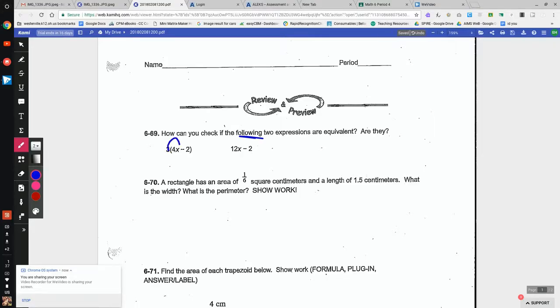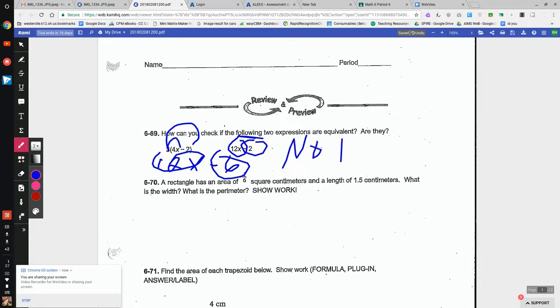So looking here, if we're using our order of operations, we have to multiply the 3 times the 4x. So 3 times 4x is just 12x. And then you also have to multiply 3 times 2. You keep the symbol to get 6. So you have 12x and 12x, which those are equivalent. But then you have this minus 6 and minus 2, which aren't equivalent. So no, they are not equivalent.